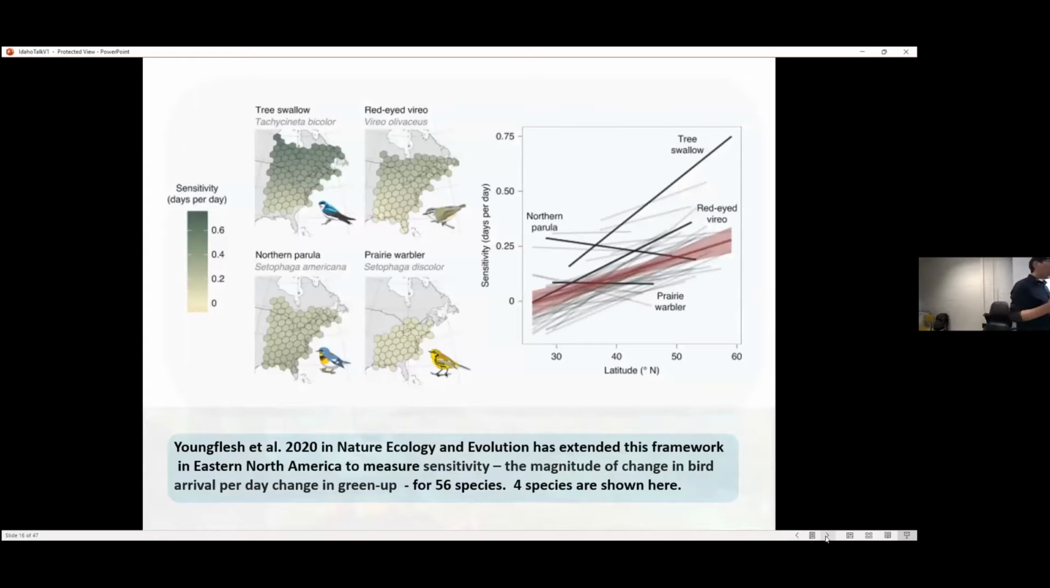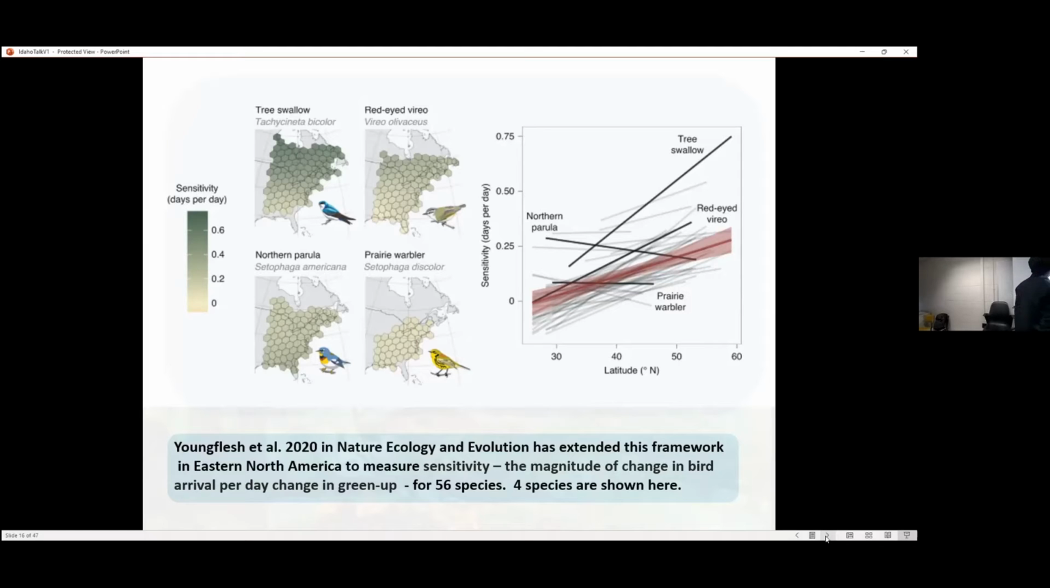All right. So one of the really nice first outcomes of this work, a couple of years later, is a paper in Nature Ecology and Evolution by Casey Youngflesh. He's a postdoc with Morgan, and many of us were involved in this work. We extended the framework that we developed in that first paper to get a measure of sensitivity. Sensitivity is the magnitude of change in bird arrival per day. But you can just think about that as birds that are sensitive are tracking green up. Birds that are not sensitive aren't able to track the green up effectively, right? That's the key measure of sensitivity.